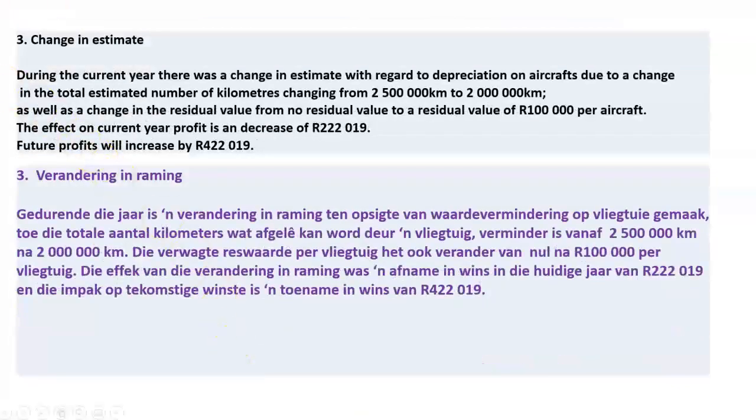And then you have to make a change in estimate note. So you have to tell the reader what changed and what was the impact of the change on the current year's profits as well as future profits. So during the current year, there was a change in estimate with regards to depreciation on aircraft due to a change in the total estimated number of kilometers, changing from 2.5 million kilometers to 2 million kilometers, as well as a change in the residual value from no residual value to a residual value of 100,000 Rand per aircraft. The effect on the current year profit is a decrease of 222,019, and future profits will increase by 422,019, or whatever the figures are.